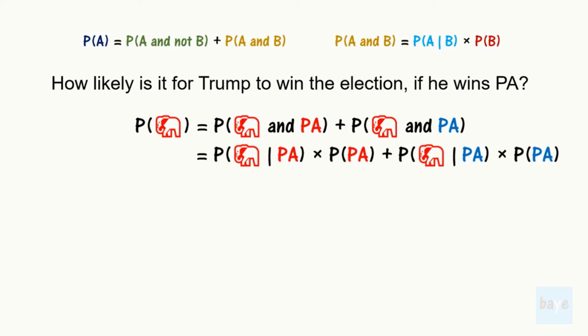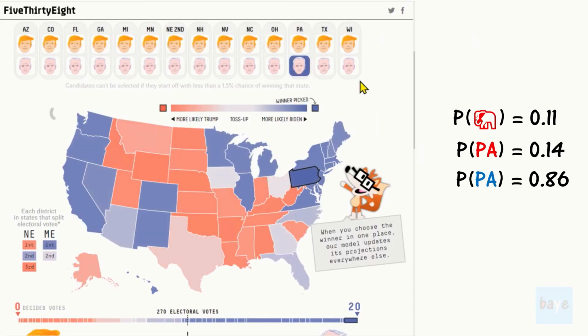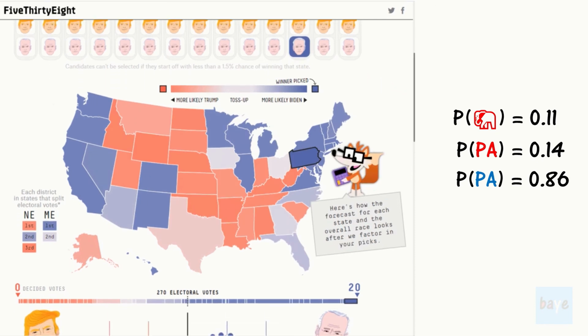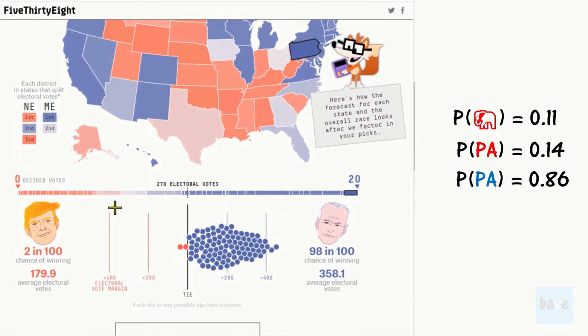We know most of these numbers. For example, we know the probability of either candidate winning the state. And we need to look up the probability of Trump winning despite losing Pennsylvania. If Biden secures Pennsylvania, then Trump has only 2% chance of winning the election. However, 2% is not zero, and we still need this number in our calculation.